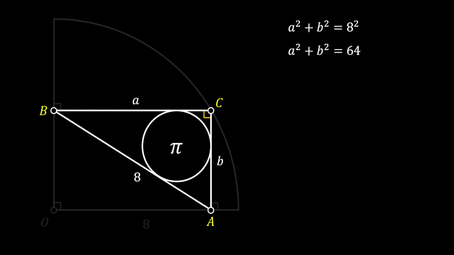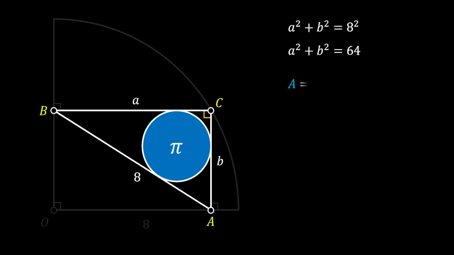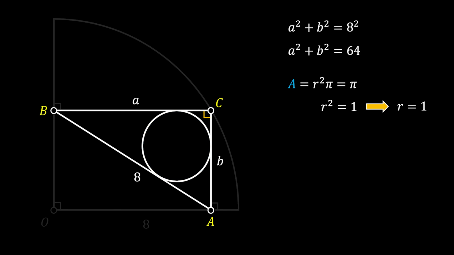Let's go back and take a closer look at our circle with the area pi. We know that the area of the circle can be calculated as r squared pi. But since we know that the area of our circle is pi square units, we can just cancel pi's and get that r squared is equal to 1, which means that the radius of this circle is equal to 1.